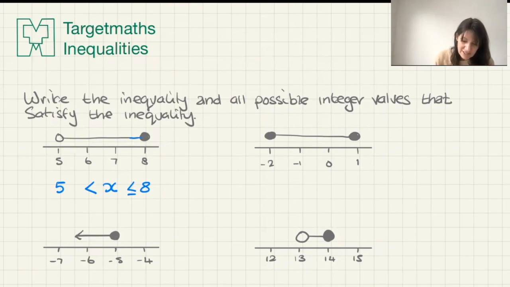So that's the inequality written. All possible integer values. Integers are just whole numbers. So the integer values that this inequality can take, or this picture of the inequality, it can be, I was about to say it can be, but it can't. It can't be 5 because it doesn't equal 5. So it can't be 5, all right, which means the integer values are 6, 7, and 8.